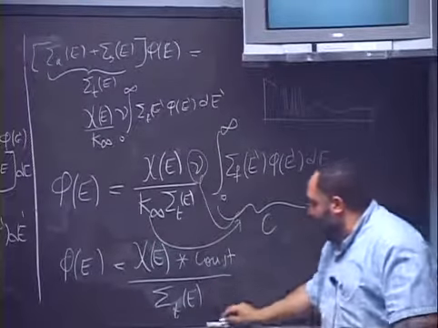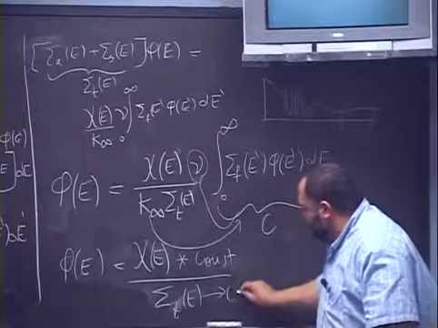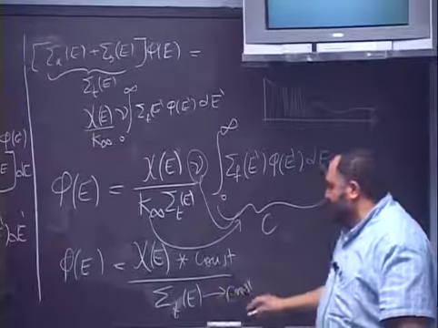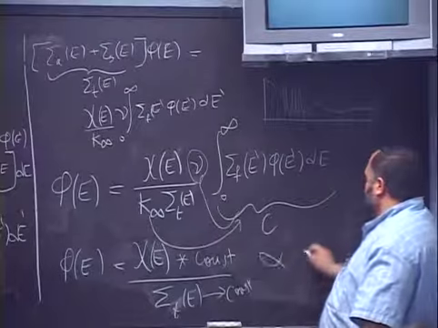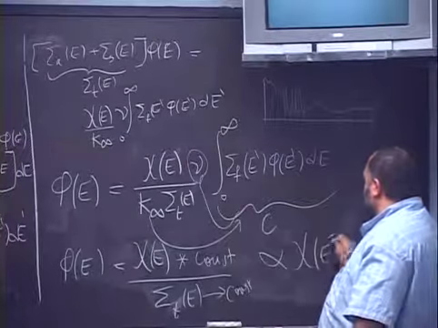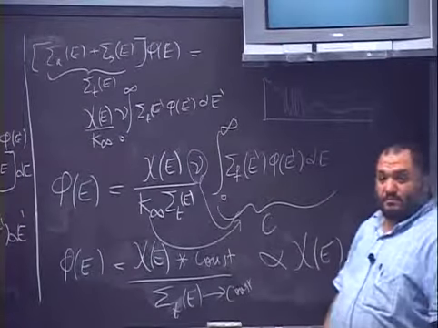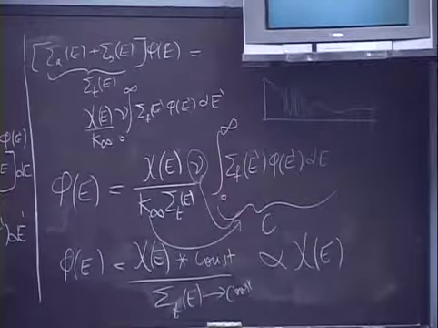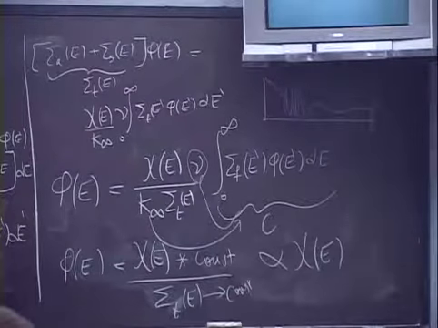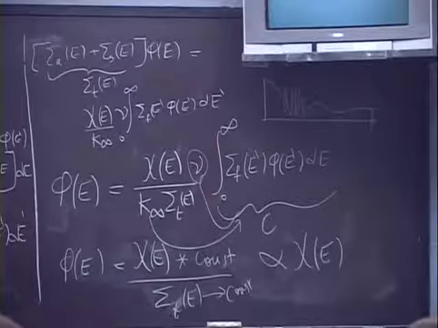So if sigma total as a function of energy is constant, this means that the flux as a function of energy is proportional to what? Chi of E. And this is the plot I just plotted for you a couple of minutes ago at the beginning of the class. I showed you the distribution function as a function of energy is the chi distribution at high energy.